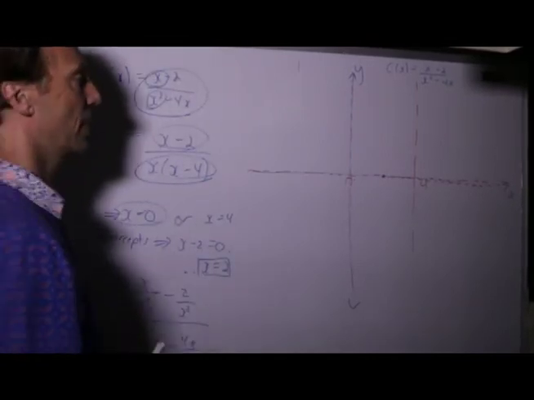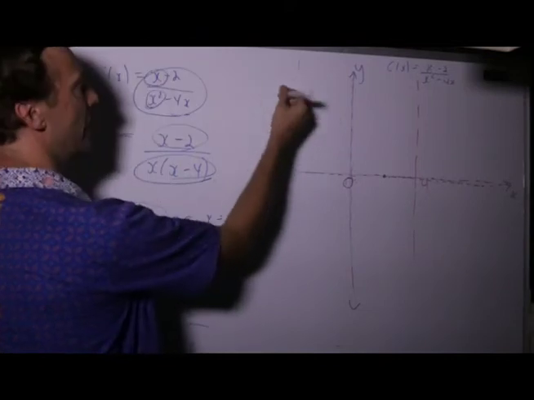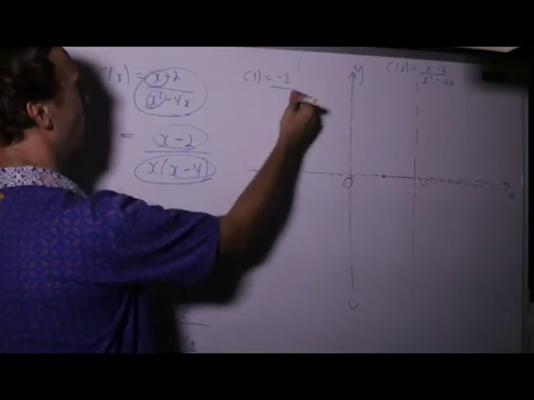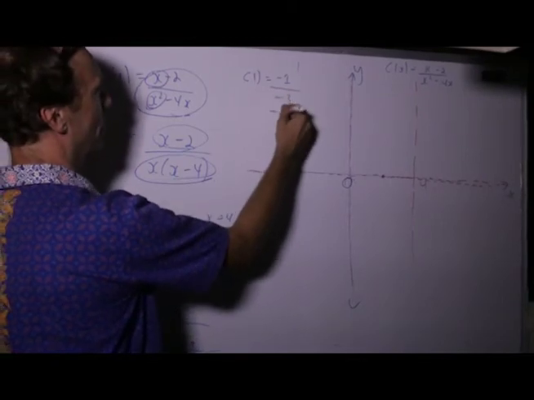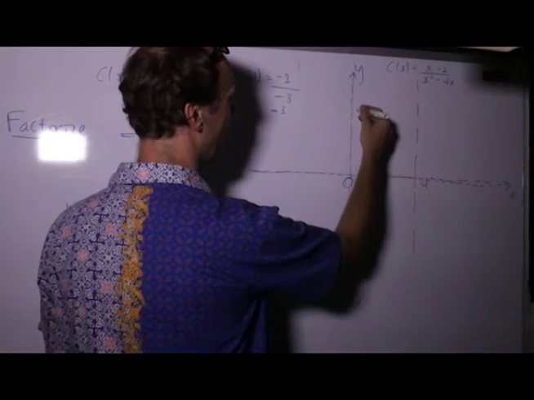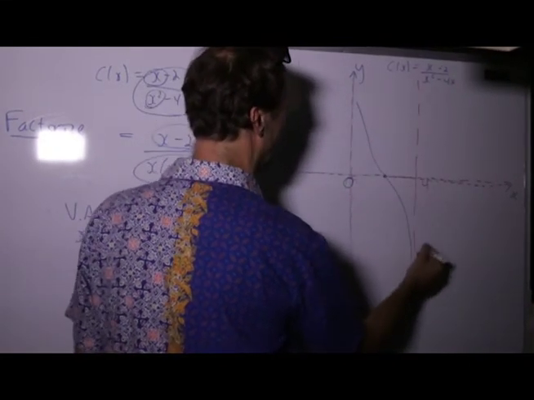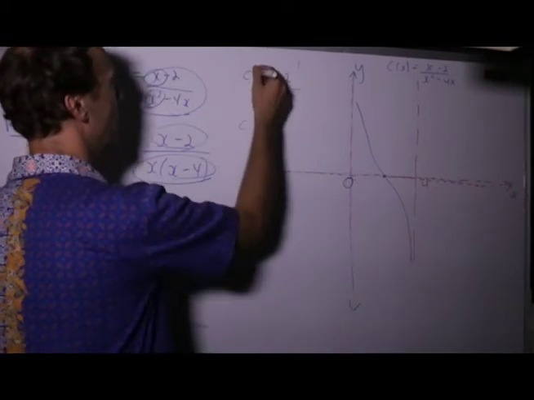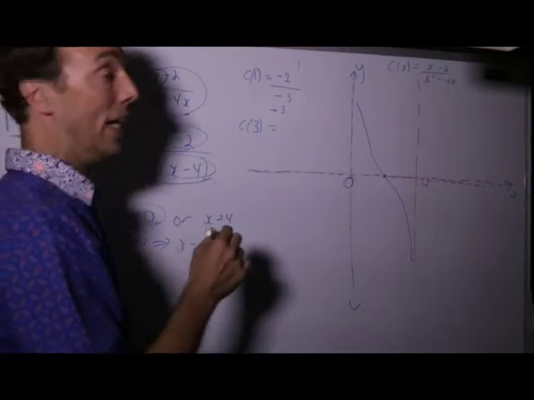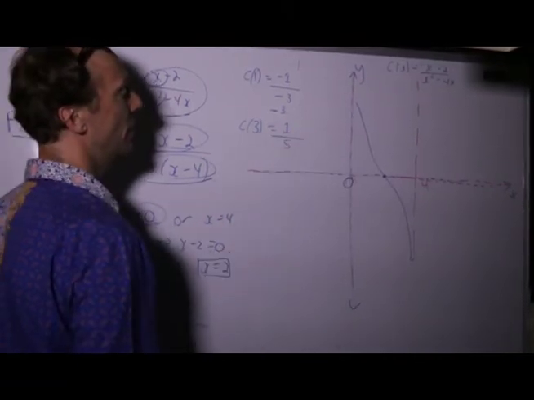So let's test, for example, 1. It's very easy. c of 1 is negative 1 divided by 1 minus 4, which gives us negative 3, which gives us 3. So we know at 1, it's actually going up like this. We'll check c of 3. c of 3 will give us 3 minus 2, which is 1, over 9 minus 4, which gives us 1/5.